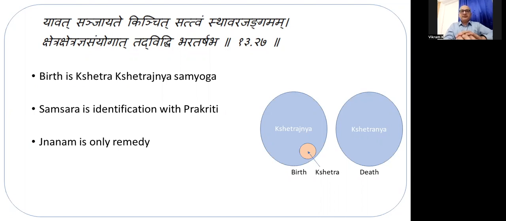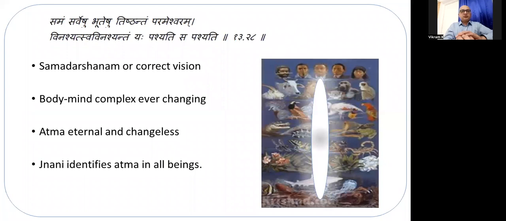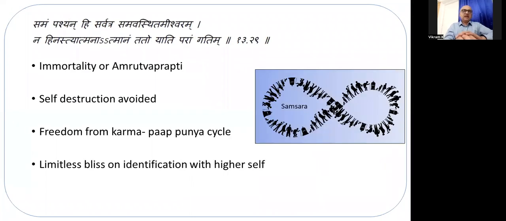Next slide, please. In verse 28, now Sri Krishna enumerates phalam or benefit from this verse onward. The first benefit mentioned here is correct vision or samadarshanam. Body may differ, change and perish, but Chaitanya Tattvam behind them is constant. Jnani develops a correct vision of seeing the imperishable Brahman in all beings. Next slide. Verse 29. The second benefit of Amritatvam Prāpti or immortality is highlighted here.